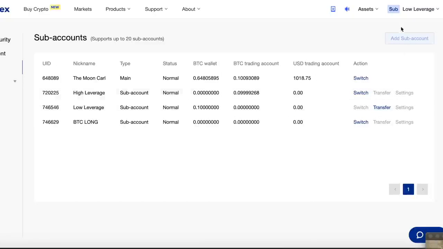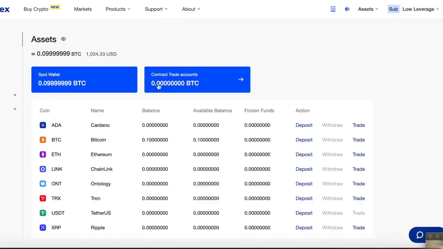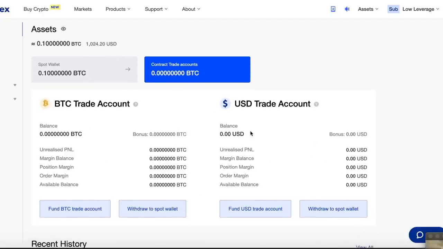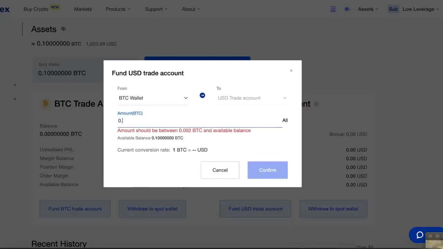So we have to fix that. Click assets up here. And now we can see that in this sub account, we have 0.1 Bitcoin in our spot wallet. So we can do spot trading with this, but we need to fund our contract trade accounts here to trade Bitcoin or Ethereum, and to trade these altcoins, Chainlink and gold, for example. We need to fund this US dollar trade account.